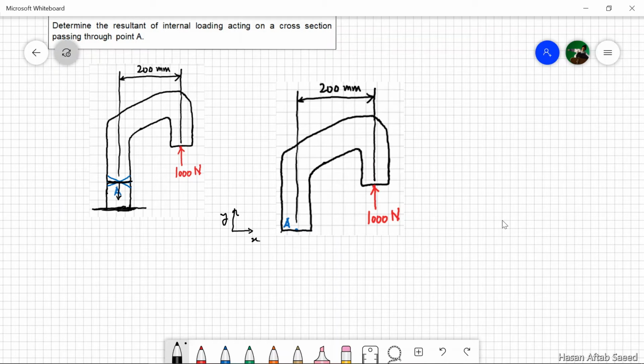Now let's show the potential components. So this is the normal component. Let us show all of them in their positive senses so that if one of them turns out to be negative, that would mean that it actually acts in the opposite sense to what we had assumed.